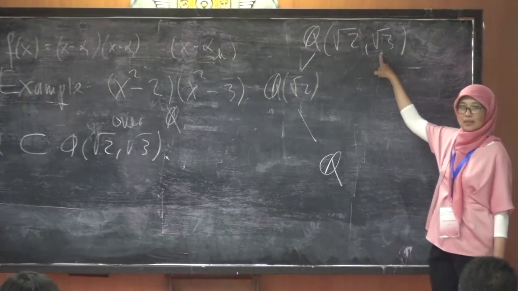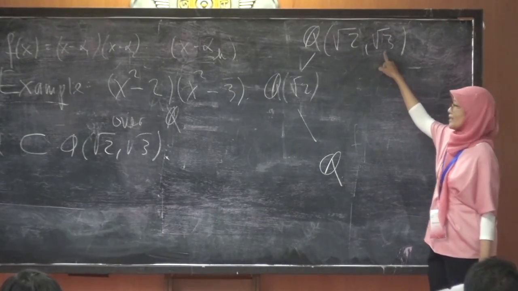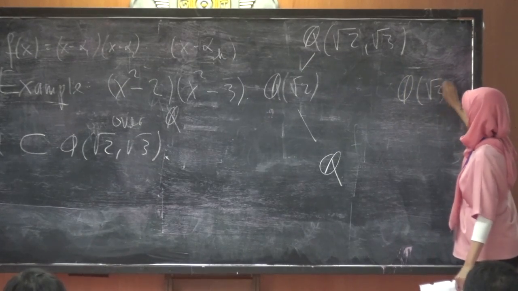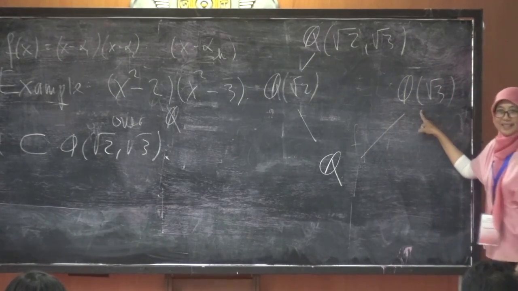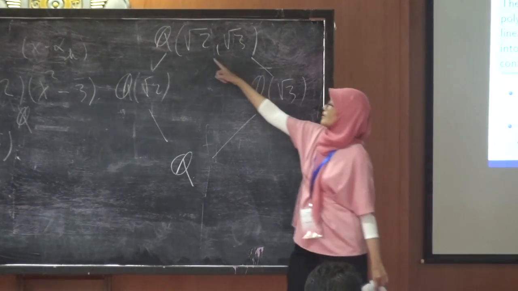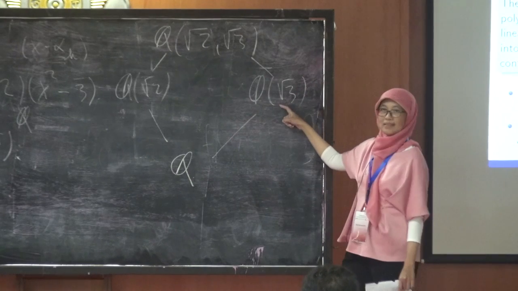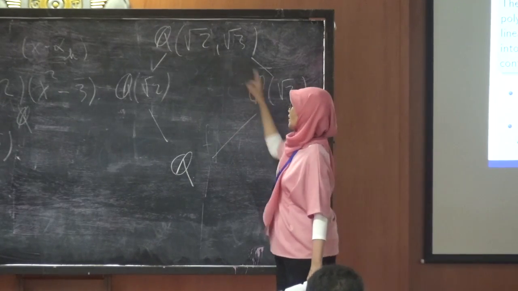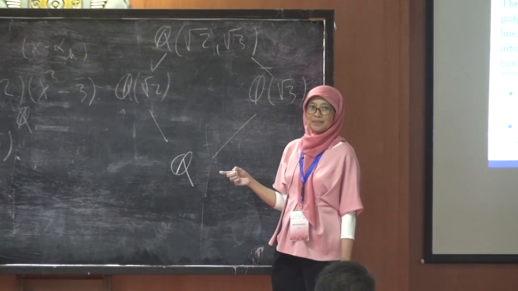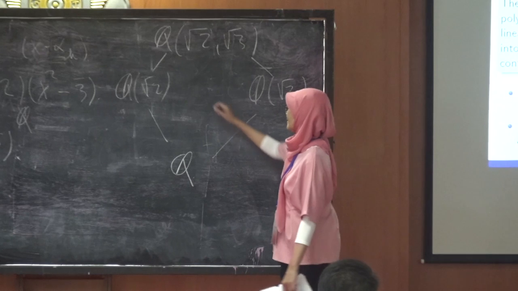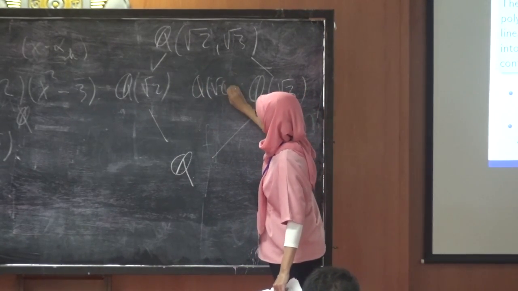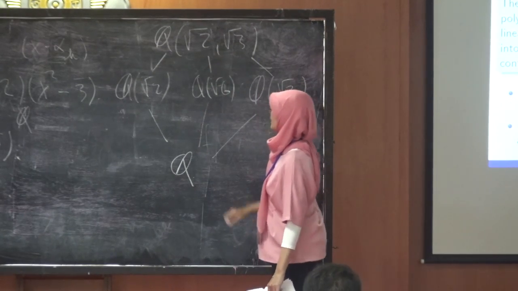Because this square root 3 is not contained in this one. And also we have this one, and this field is also contained in this one, because this square root 2 is not contained in this field. So this is an extension of this one, and maybe still another field. This is degree 6, this one.